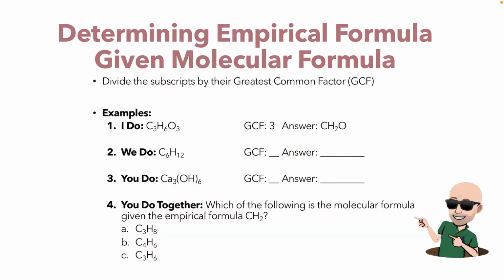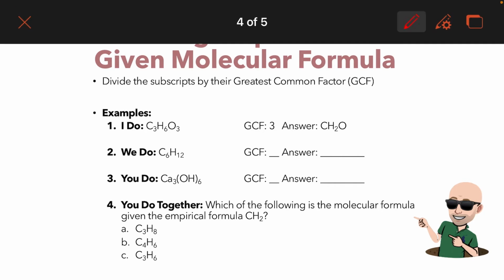Okay, so let's look at some examples. Determining the empirical formula if you're given the molecular. All that you have to do is divide the subscripts by the greatest common factor. So for this C3H6O3, I could divide all of those by 3. The greatest common factor was 3. So 3 divided by 3 is 1. 6 divided by 3 is 2. 3 divided by 3 is 1. So we have our answer for our empirical formula, which is our simplest, CH2O.